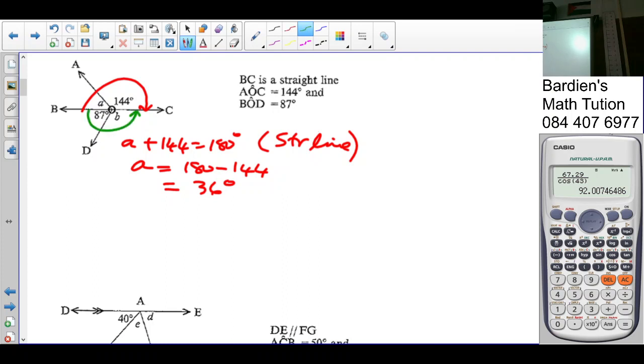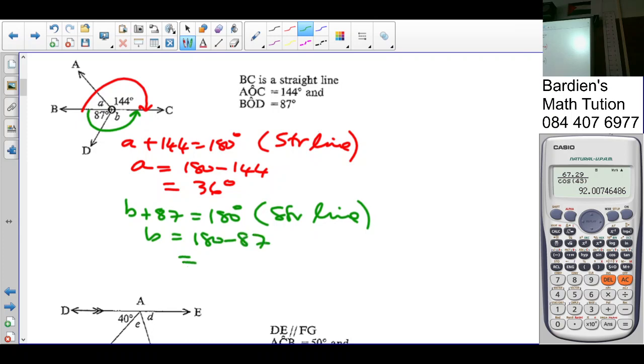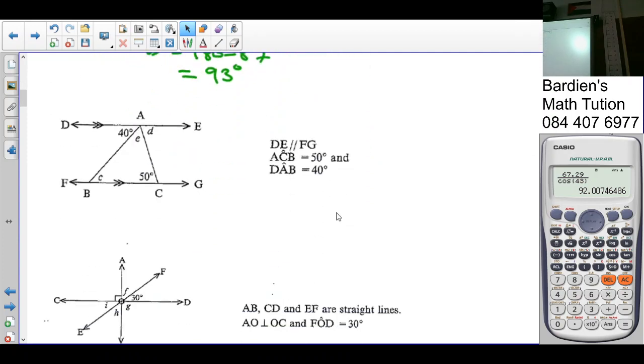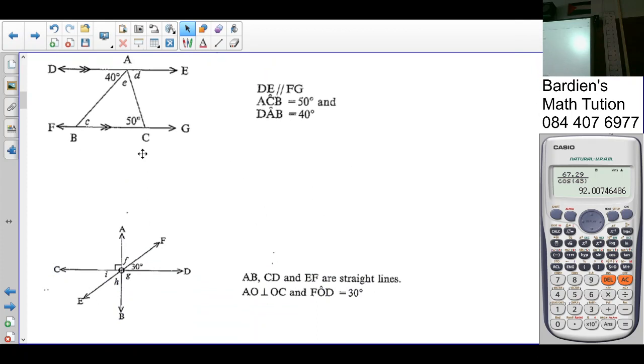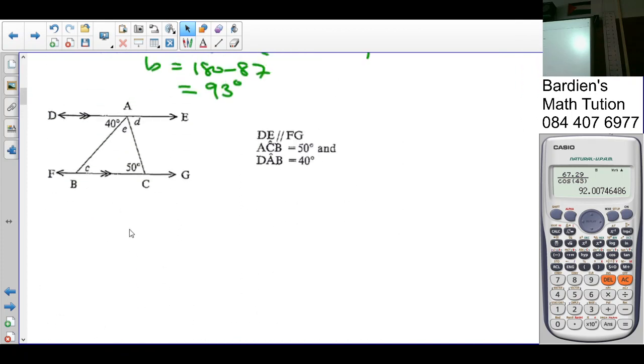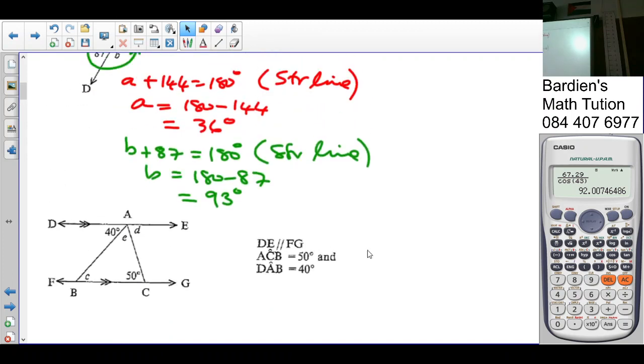I'm going to calculate B. Also angles on a straight line, or I could have gone with revolution. So B plus 87 equals 180. Straight line. So B is equal to 180 minus 87, which is 93. Okay, any confusion there? No? And we need space. Let's just take this out here.